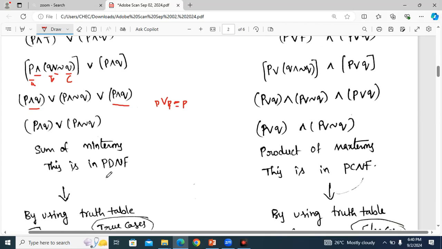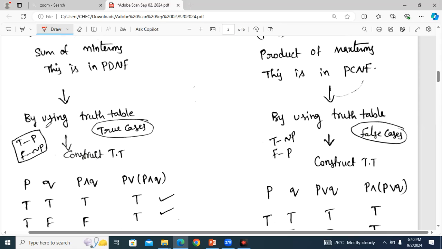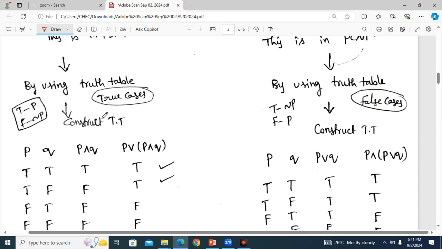Now the same example we explain with a truth table. How do we write min terms by constructing a truth table for the given compound proposition? By using the truth table, we consider the true cases to take min terms. Here, the true value stands for the variable and false stands for the negation of the variable. First, we construct the truth table for the given compound proposition.